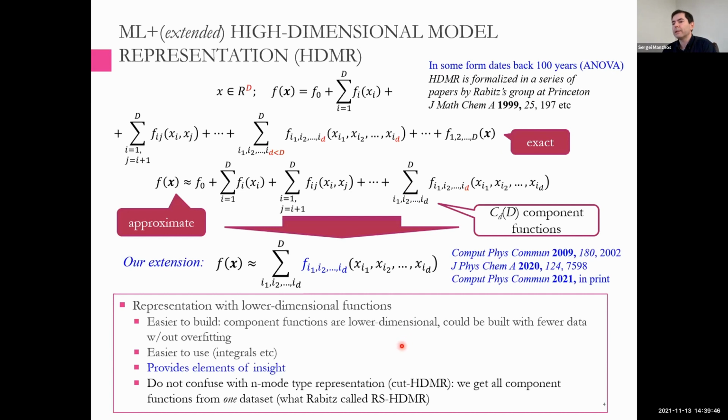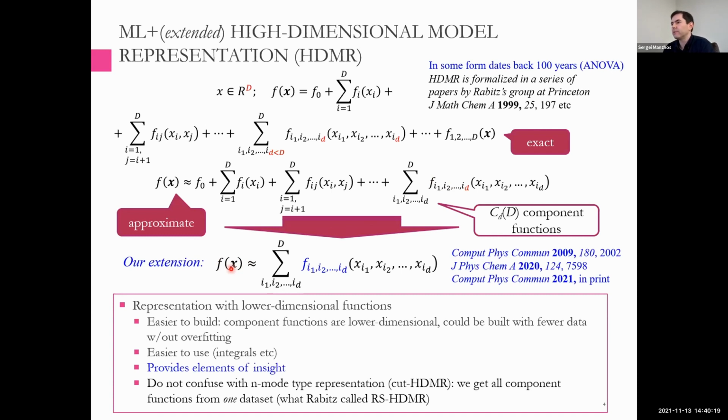One thing which I would like to highlight is that the representation that we are using is not to be confused with the so-called N-mode or multi-mode type of representation. Ove, in his talk, also used the HDMR language. Yesterday he called it for what it is. The N-mode representation, often used in physical chemistry, is what Herschel Rabitz called cut HDMR, in which case these component functions are slices of the full dimensional function passing through an expansion center.